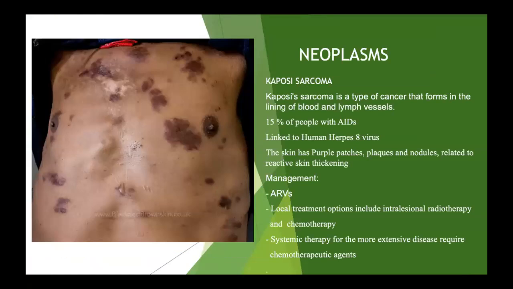So let's go through to our neoplasms. Kaposi sarcoma is a type of cancer that forms in the lining of blood and lymph vessels. 15% of the people with AIDS show this type of skin lesion. It is linked with human herpes virus 8. The skin has these purple-looking patches or plaques and nodules. They're related to reactive skin thickening. The management would be ARVs, of course.